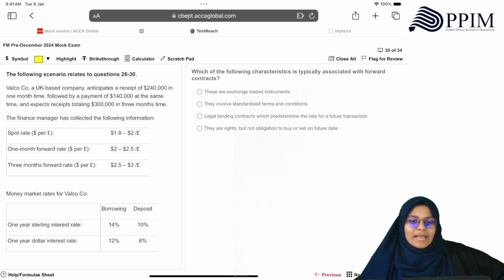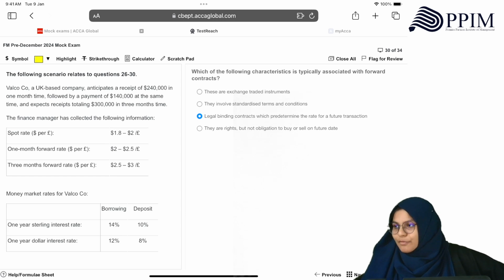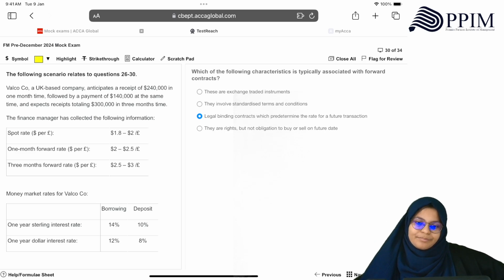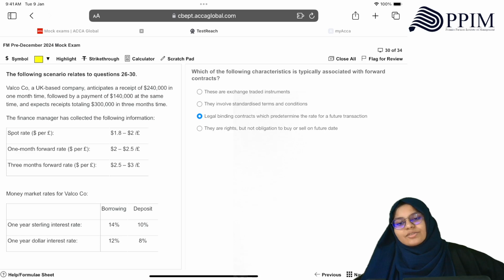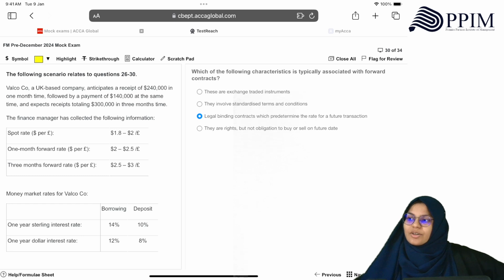Option 3 is saying legally binding contracts which predetermine the rate for a future transaction. That's correct. If you go to the bank and fix a forward, you can't, 3 months later when the forward is supposed to happen, forget about it and not answer their calls. Okay. It is legally binding. If you go and agree, you have to honor that contract. Okay. So that's the answer. I'll just look at D. They are rights but not obligation to buy or sell. That is an option. Right, a right and not an obligation is an option. It's not a forward. Right. So yeah, that is the answer C.